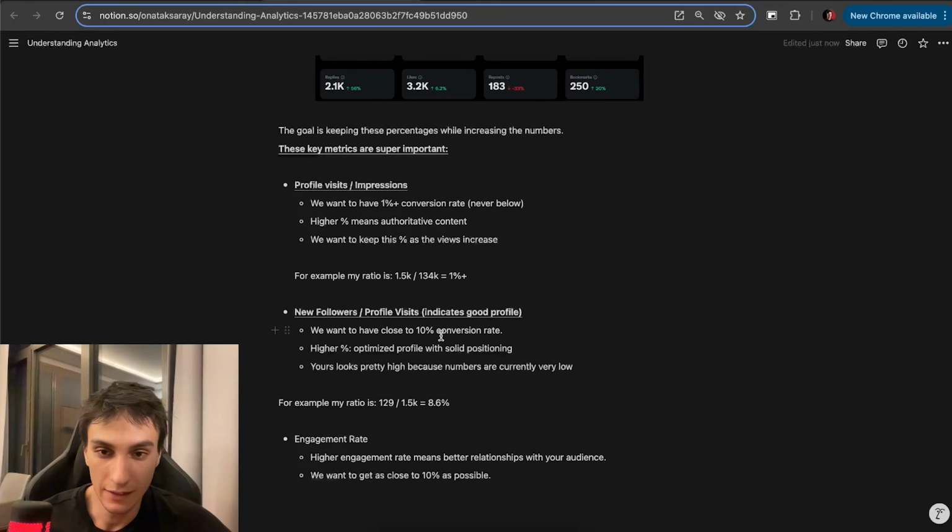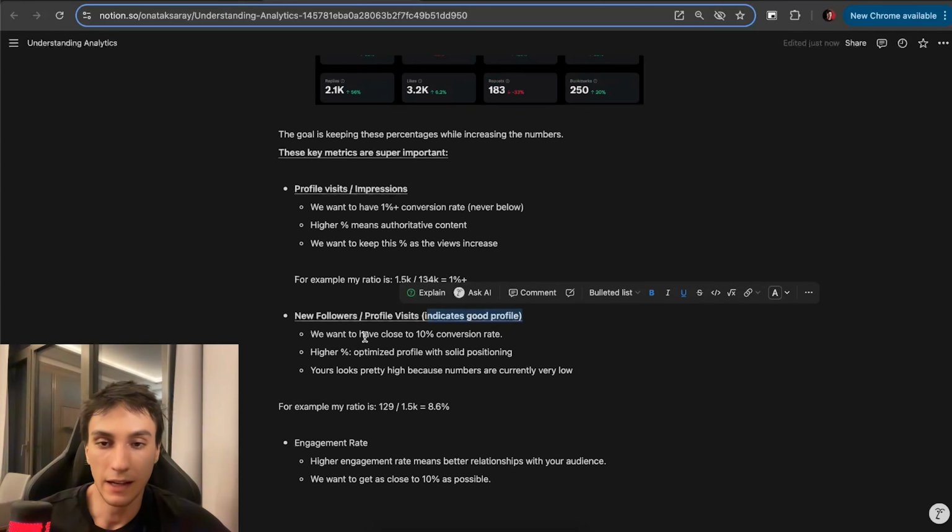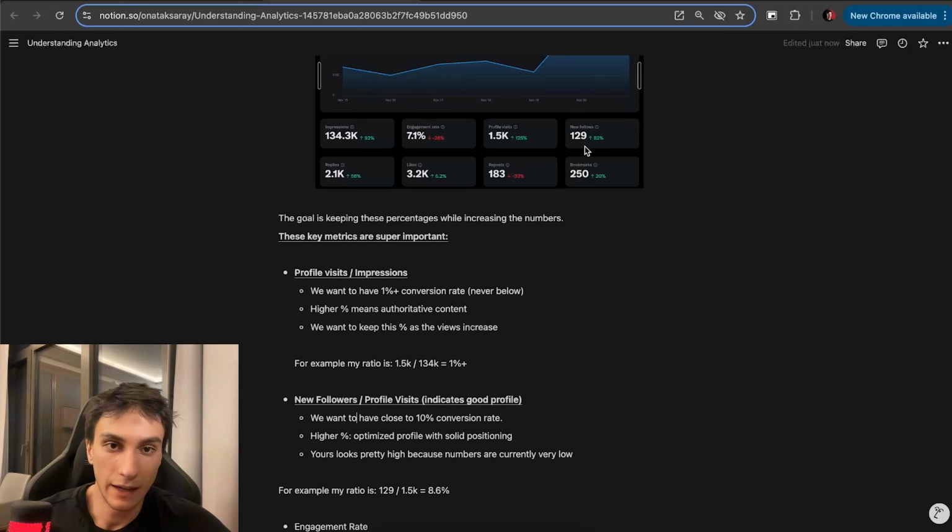And then the second thing that I look at, which is also equally important, is the new followers over profile visits ratio. This indicates a good, authoritative profile that stands out, because let's say that in this case, I get 129 followers over 1.5k visits. This means that 1.5k people visited my profile and 130 of them wanted to stay.